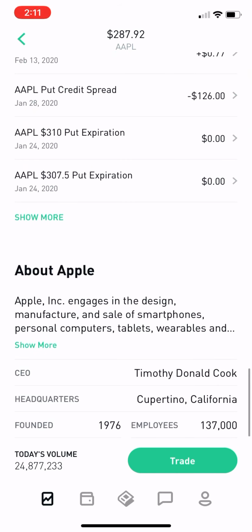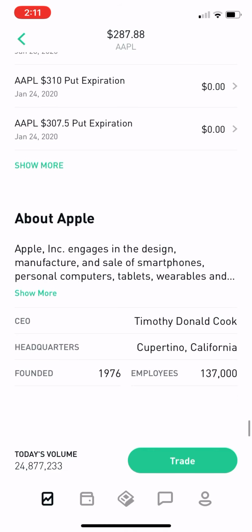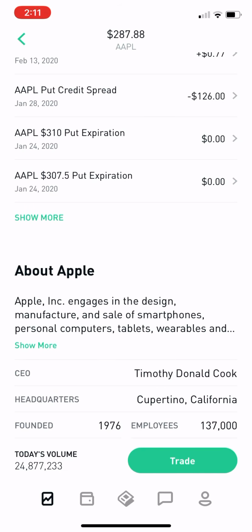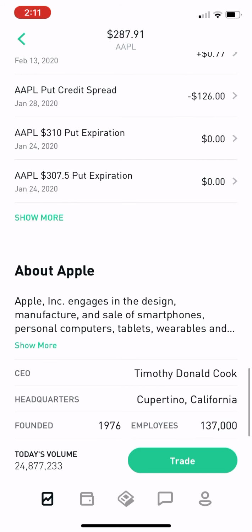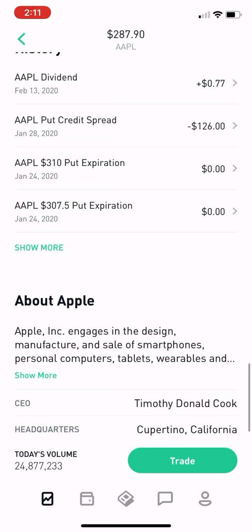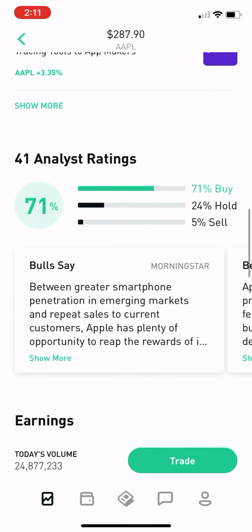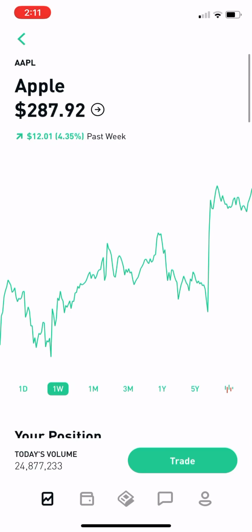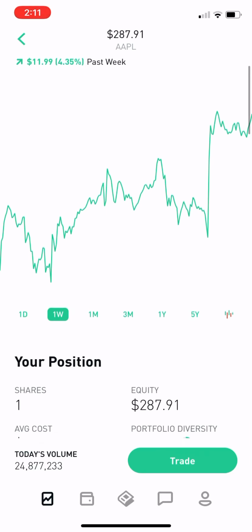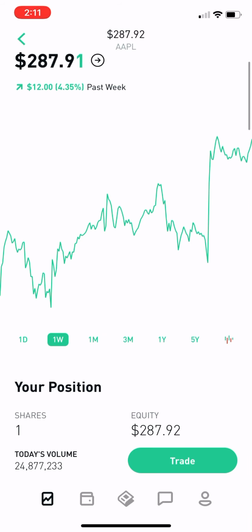And right below, the last thing that you see is the About section of the company, where you can see what the company focuses on, what industry it's in, who its CEO is, where the headquarters are located, when it was actually founded. Apple was founded in 1976, and you can see the amount of employees that it has. So just a little bit of background info and research you can do on every stock that you'd like to invest in on Robinhood. So now moving on, how to buy and sell shares of a stock.